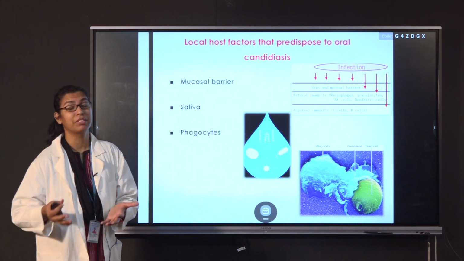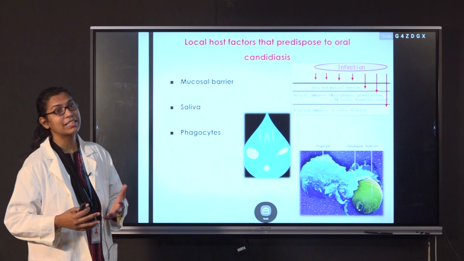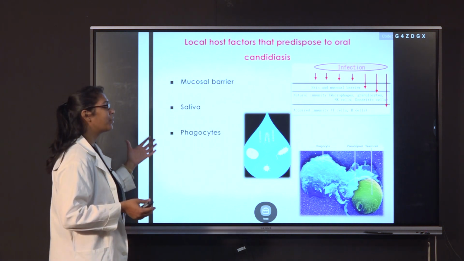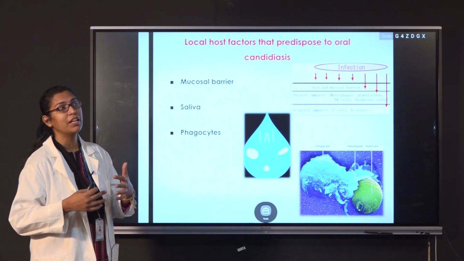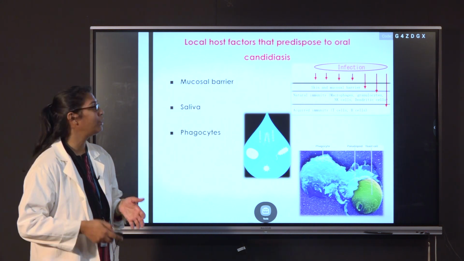Again, saliva: in certain diseases the rate of saliva decreases. Even then, Candida albicans can become pathogenic. And also the phagocytes, which are mainly the immune defense system. If the phagocytes become less, again the immune status will go down.